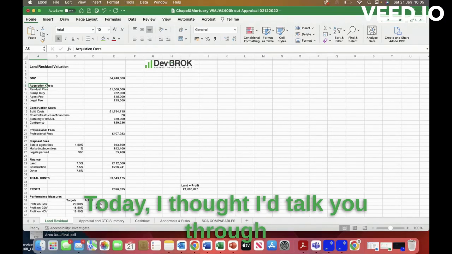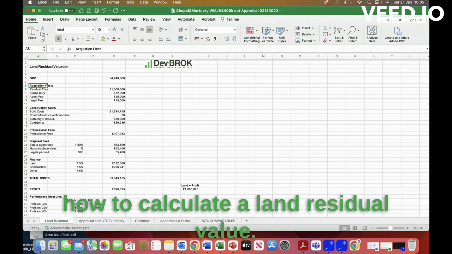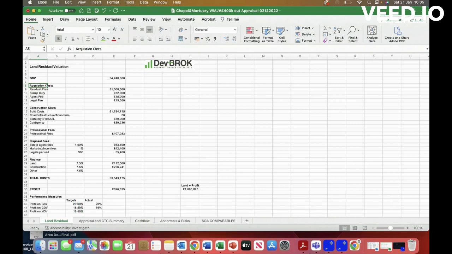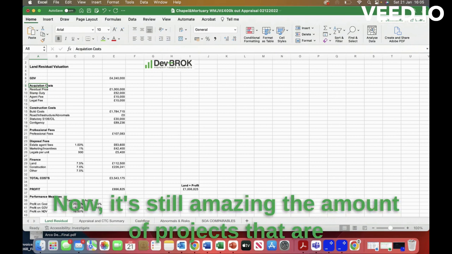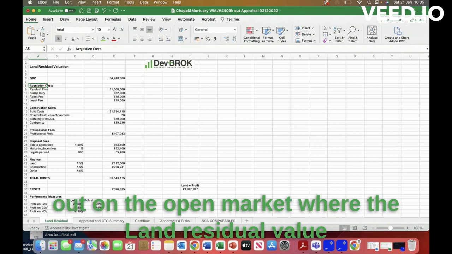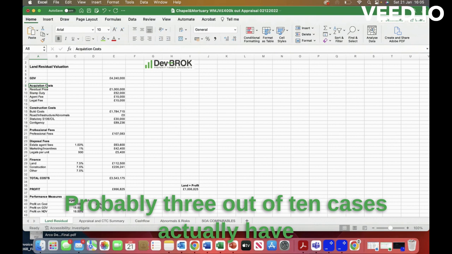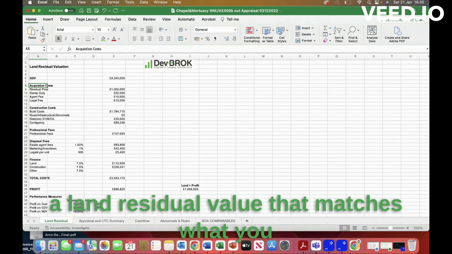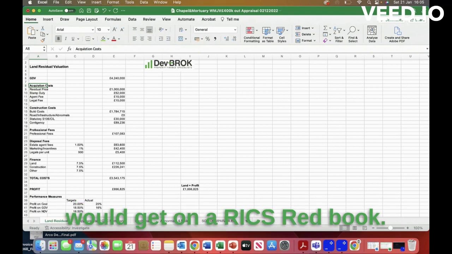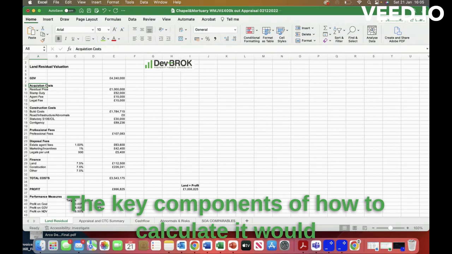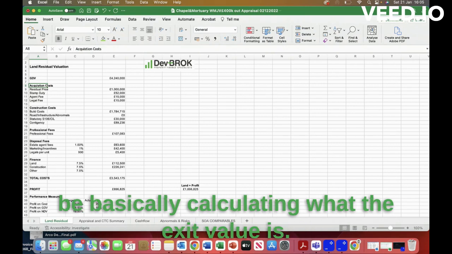Today, I thought I'd talk you through how to calculate a land residual value. It's still amazing the amount of projects out on the open market where the land residual value is miles off what the market value is. Probably 3 out of 10 cases actually have a land residual value that matches what you would get on a RICS red book.